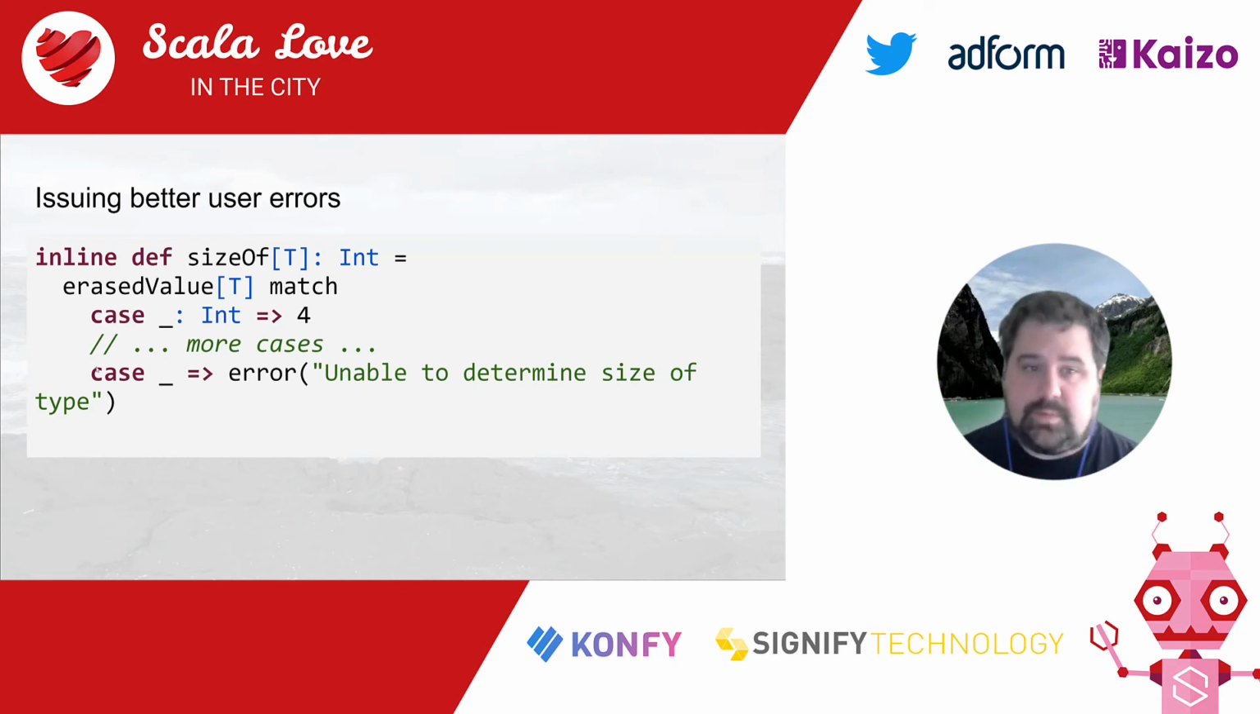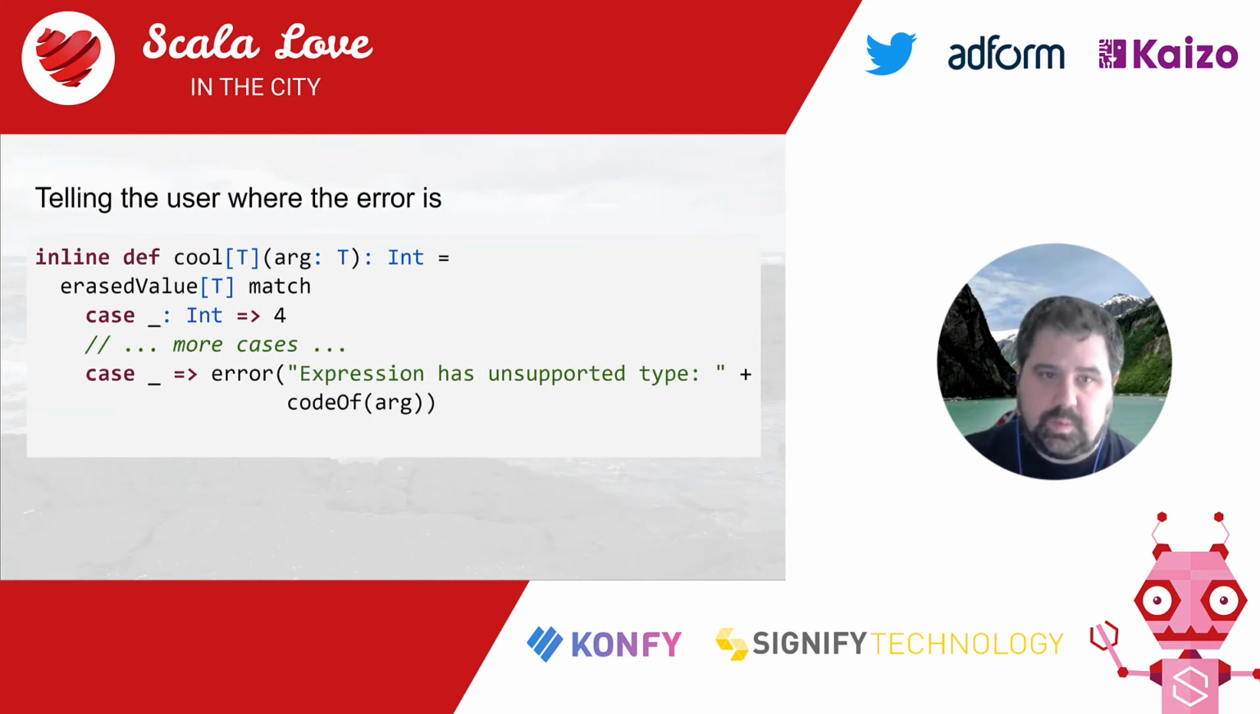In any case, here we can define that size of method we had. And if we get any type that we don't recognize, we just say unable to determine the size of it. And that's kind of cool. So they're going to see they called size of some type, and we'll say we were unable to determine the size of it. Beautiful error message.